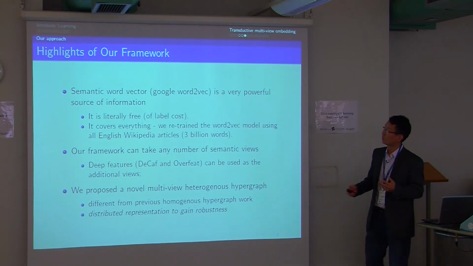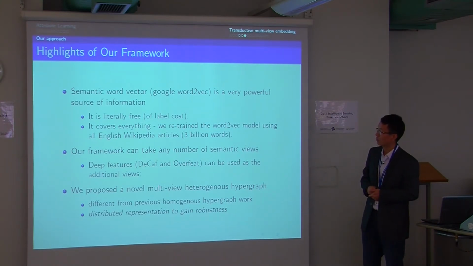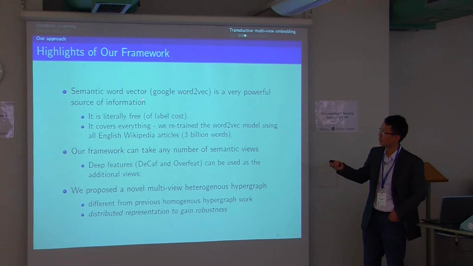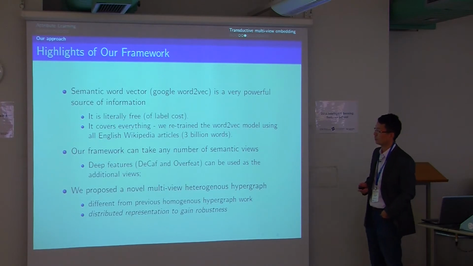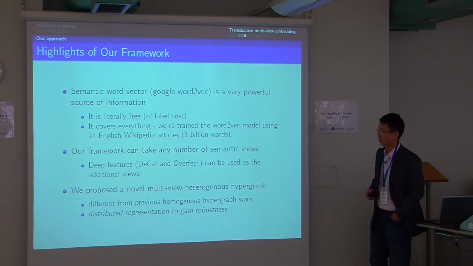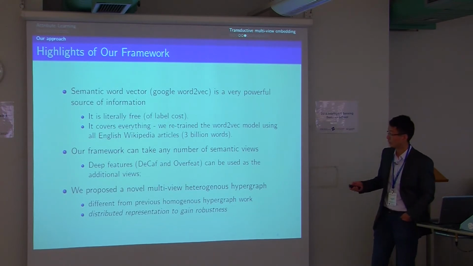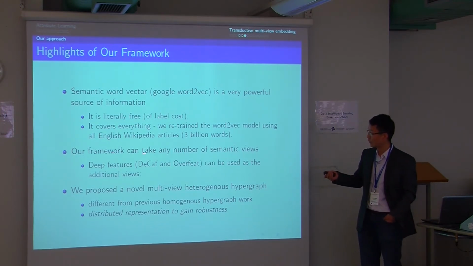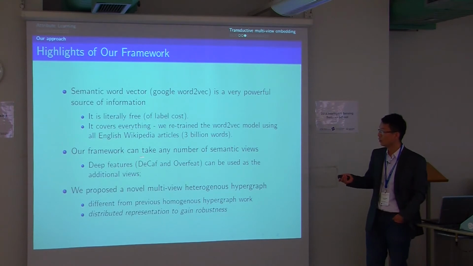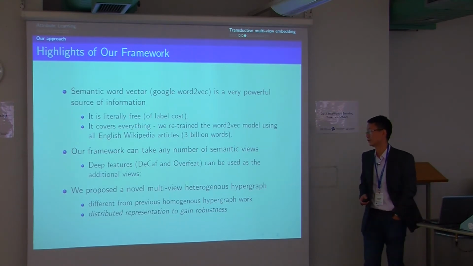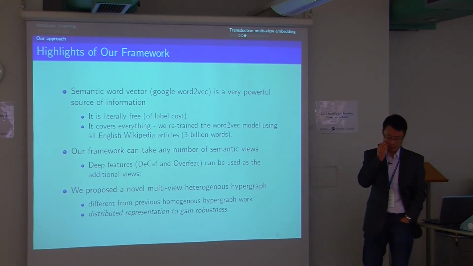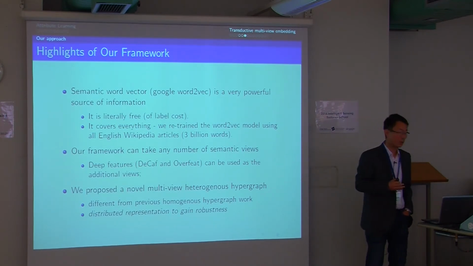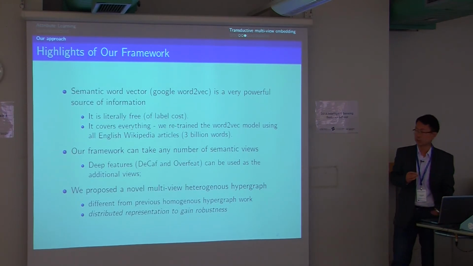So what we can conclude is that this semantic word vector is very powerful. We trained using all the English Wikipedia pages, 3 billion words, which basically is a treasure of knowledge. And our framework can take any number of semantic views, including the deep features, DeCAF and OverFeat. Deep learning has been a breakthrough in the past 2 or 3 years, not only for computer vision, but also for speech recognition and all that.